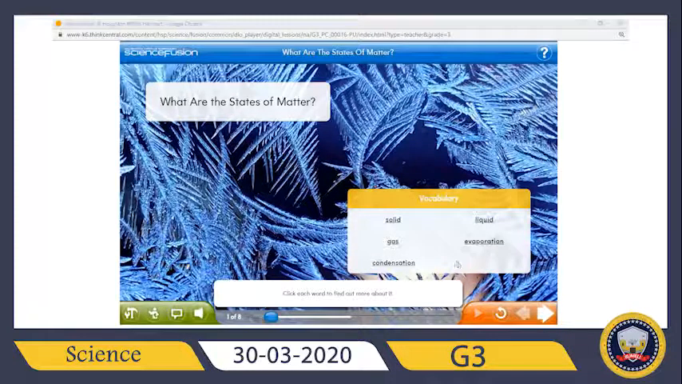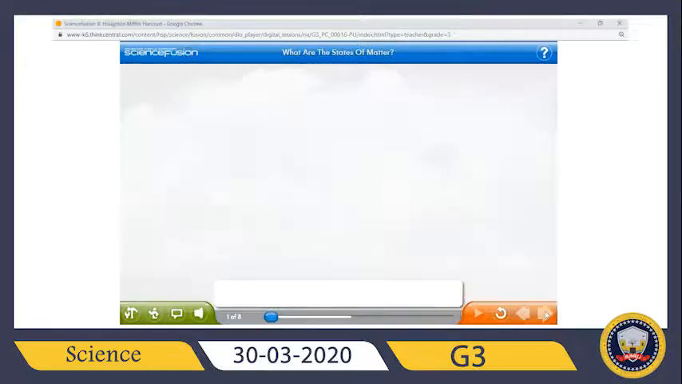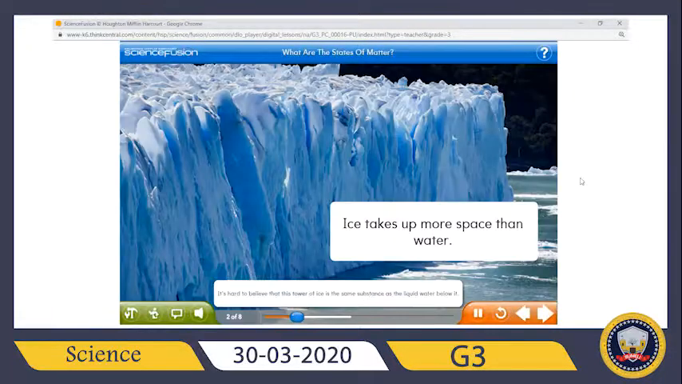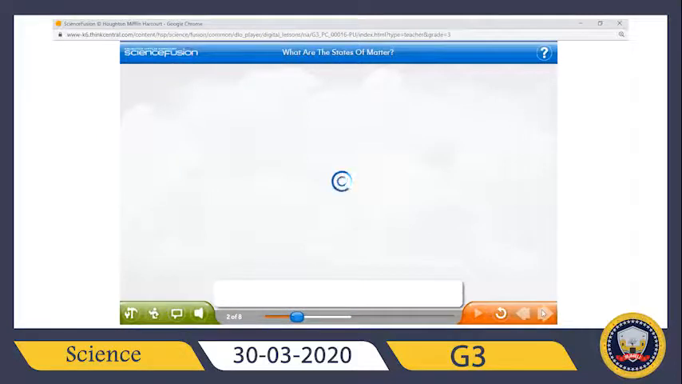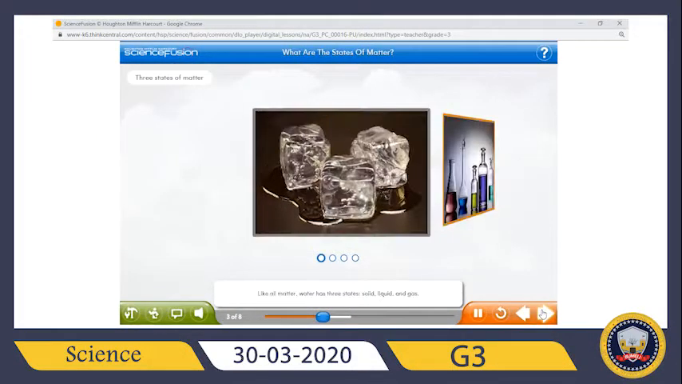During this class time we will also learn about solid, liquid, and gas, because these three of them represent the states of matter. If you want to compare solid and liquid, we can say ice takes up more space than water. We will also learn about their similarities and differences. How can I know them?